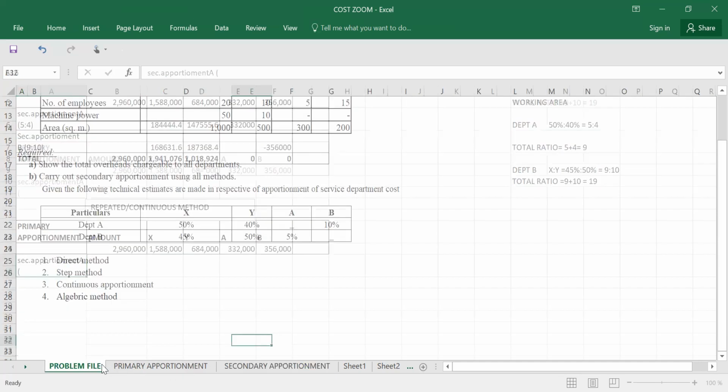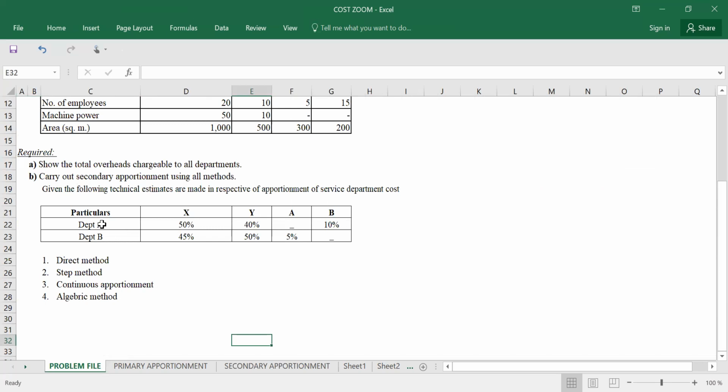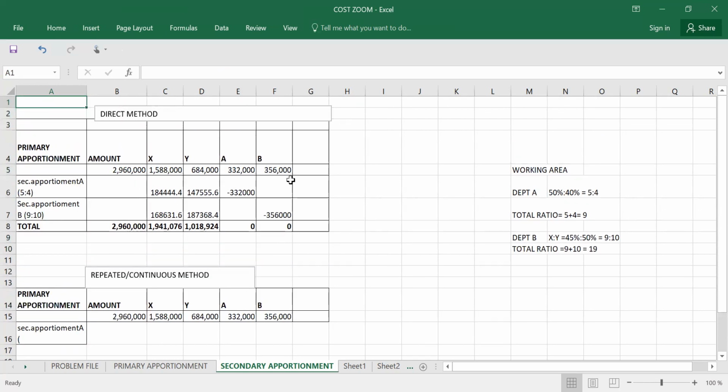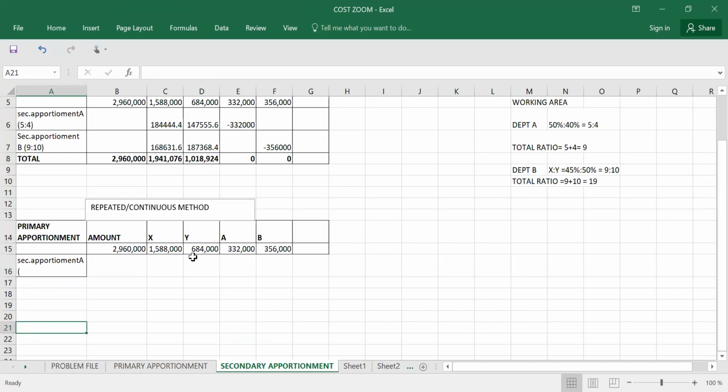When we come back to our problem question, department A is distributing to X 50%, Y 40%, and B 10%. So meaning that unlike in the direct method, where A did not distribute to B, under here, A is also going to distribute to B, in that ratio.